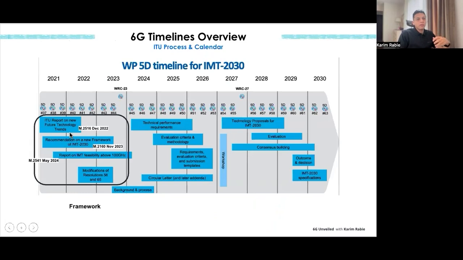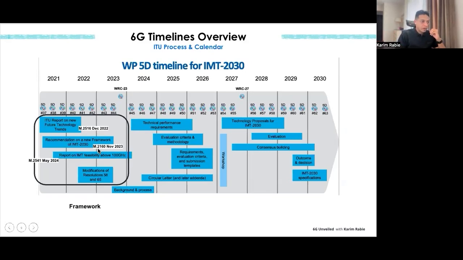So ITU usually delivers an initial report talking about what we aspire to, what the anticipated developments are that the community is requiring. That was published in December 2022 for 6G, and then followed by a main milestone in the standardization journey, which is delivering the recommendation of the technology itself, which we call IMT, and then the year of production.